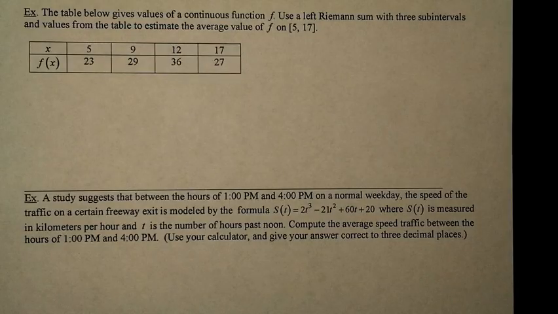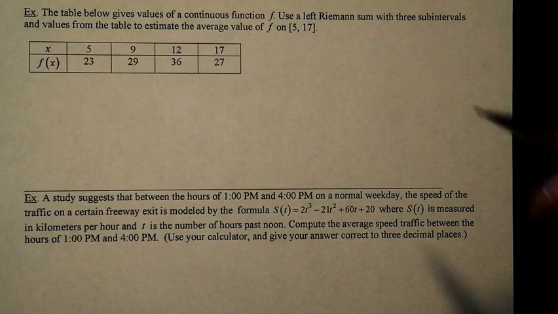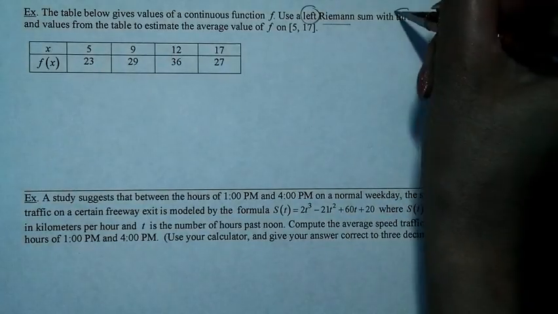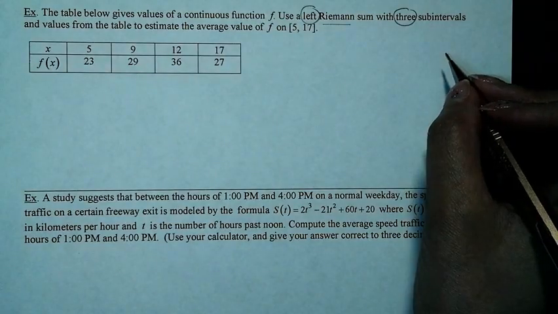So for this example, we have the table below that gives values of a continuous function f. Use a left Riemann sum. They are already recalling all the stuff. Left Riemann sum with 3 subintervals and values from the table to estimate the average value.